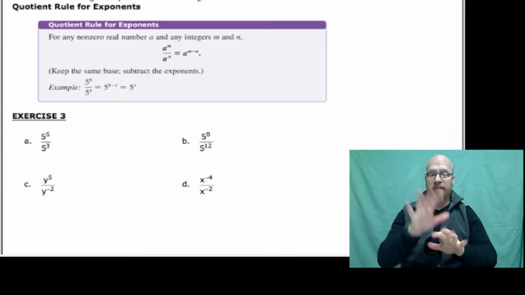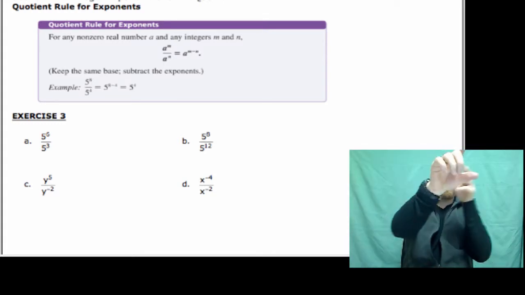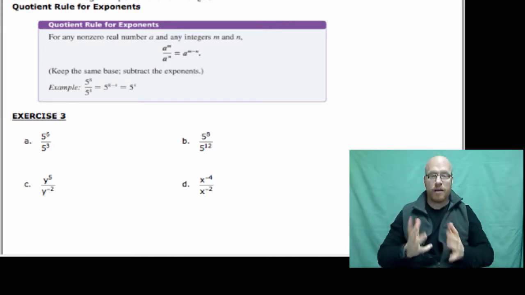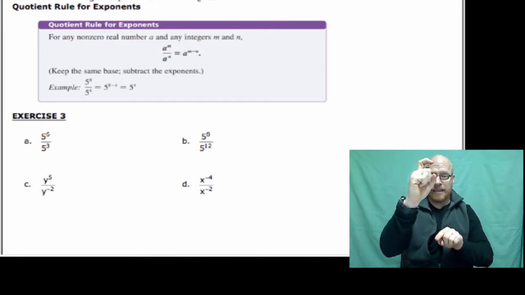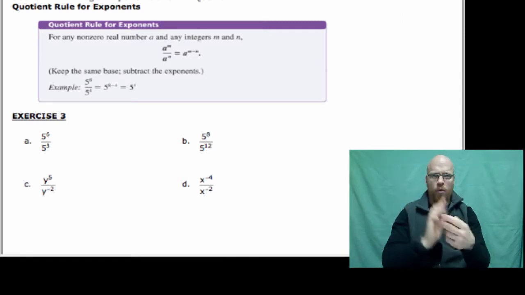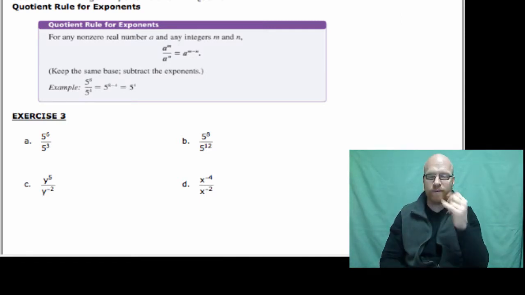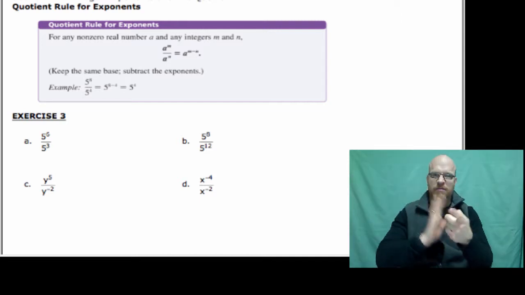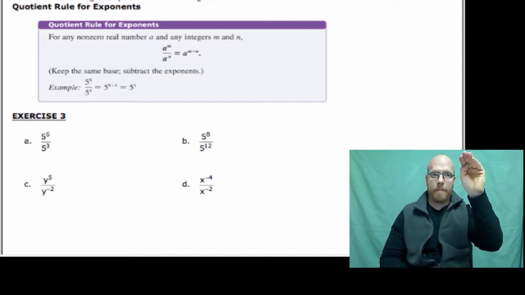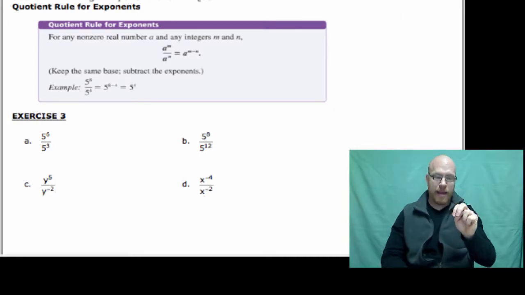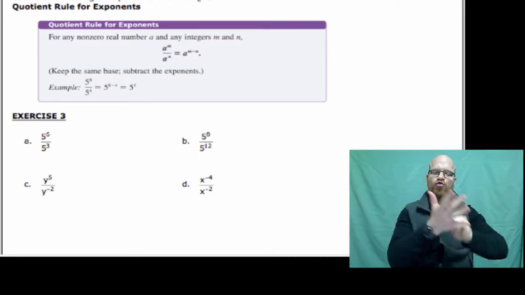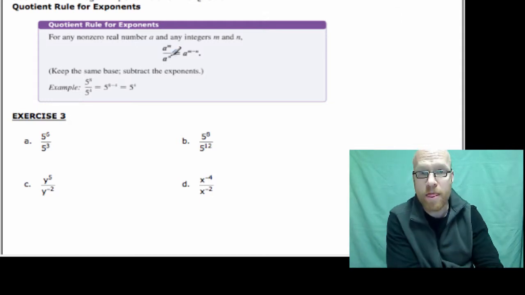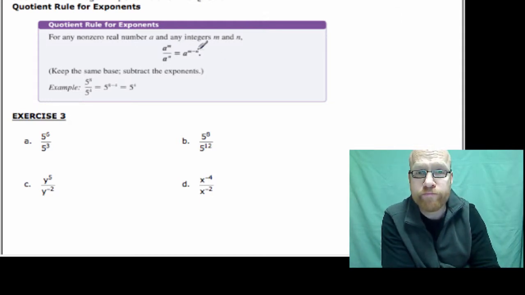The first issue is they have to have the same base. If it's 5 over 5 and the two different exponents are there, or x's and y's or z's, it's fine. We apply our rule. If we have x over z, no, the bases aren't alike. The base has to be the same to apply this rule. A to the m divided by a to the n: what you do is you subtract the exponents to figure out the answer.